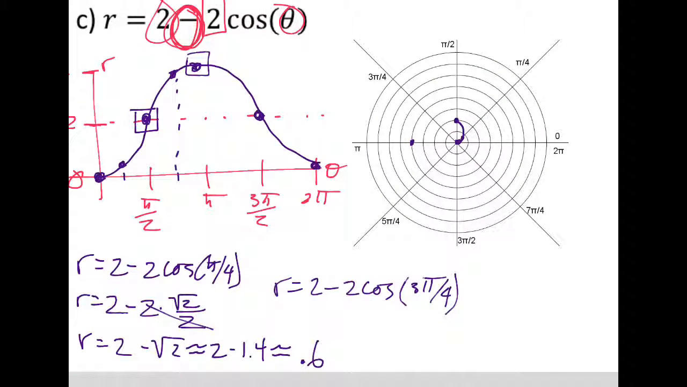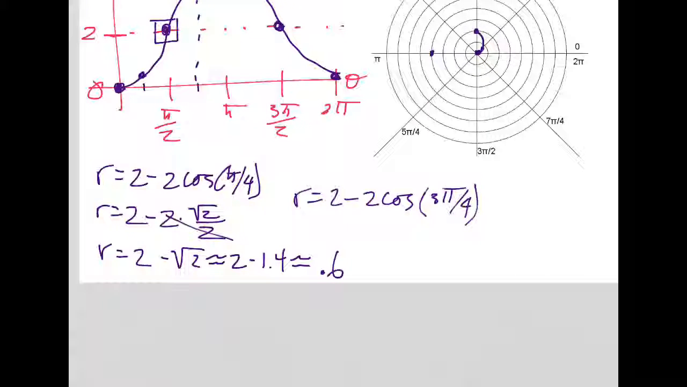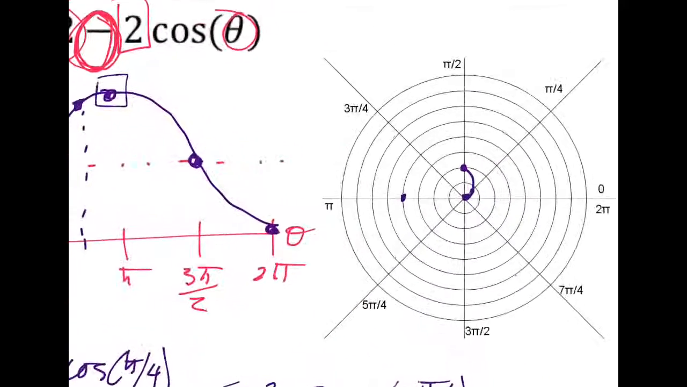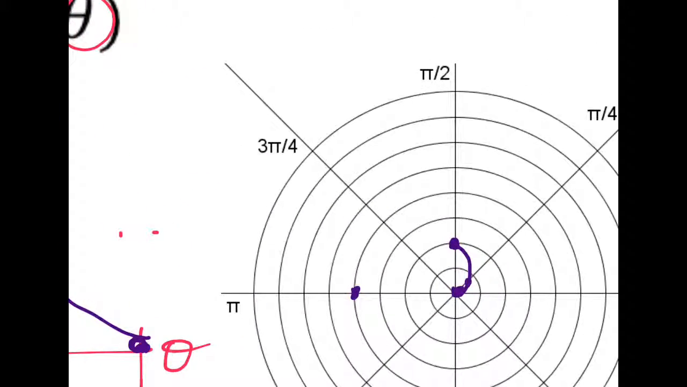Now at 3 pi over 4, what's the value of cosine there? Well, it is negative root 2 over 2, so R equals 2 minus 2 times negative root 2 over 2. So think about what happens. My negatives cancel, my 2's cancel, and I get 2 plus root 2. So R is going to be roughly 2 plus 1.4, which means it is roughly 3.4. And that was for the theta value of 3 pi over 4. I'm roughly 3.4. So 1, 2, 3.4 is about there. And I can continue this curve out and down like that.